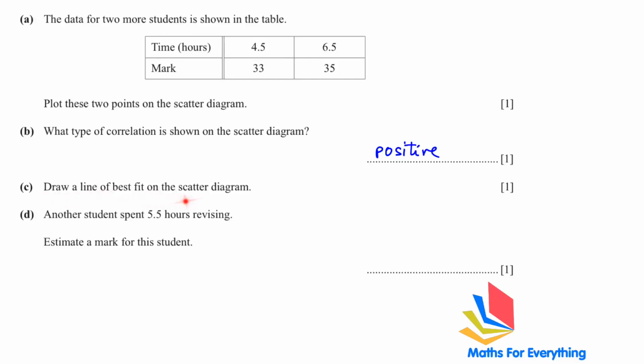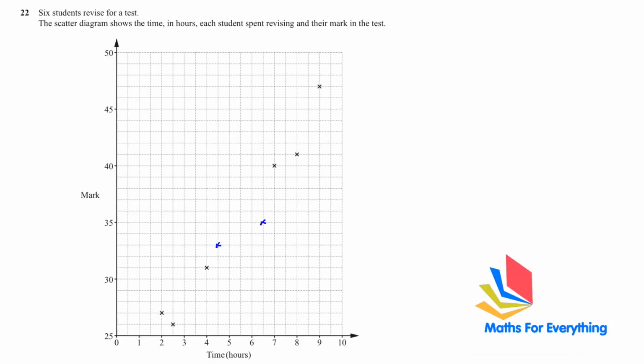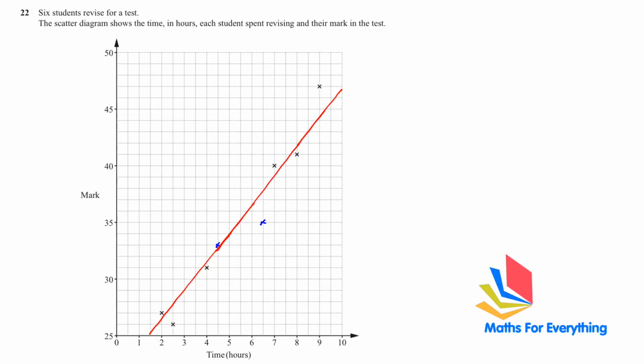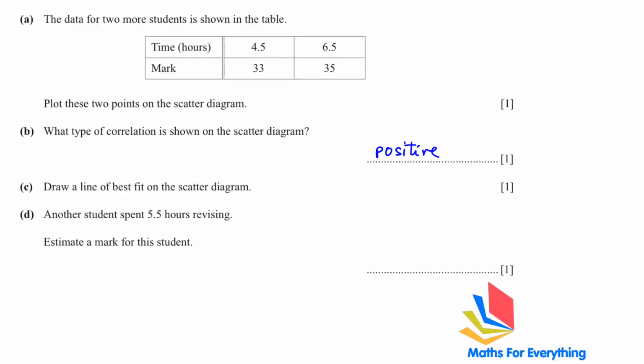Part C, draw a line of best fit on the scatter diagram. When we draw a line of best fit, try to keep equal number of points on either side of the line. So here is the line of best fit. Next, another student spent 5.5 hours revising. Estimate a mark for this student. 5.5 hours is here. So we can see it is 35 marks. You can have the marks between 33.5 to 37.5 and you will be given that 1 mark.